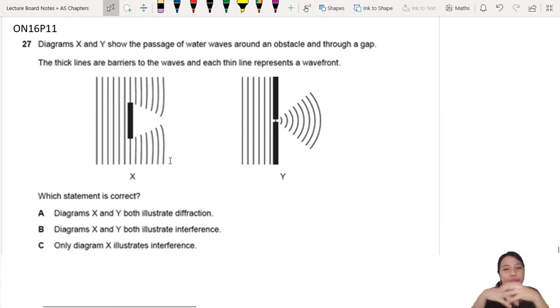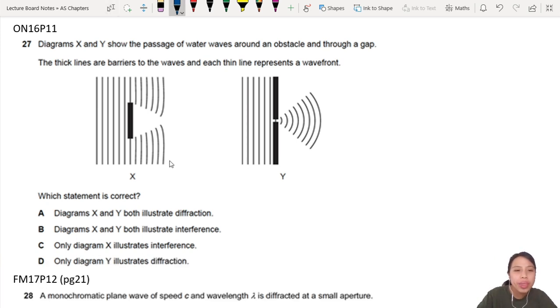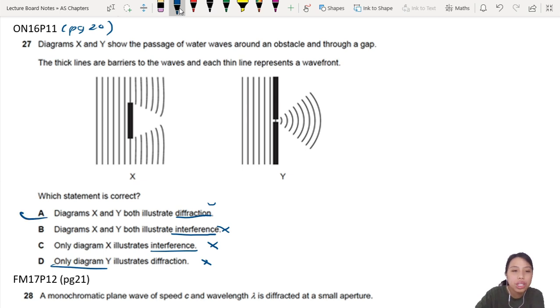Second question. Look at this beautiful picture. This one is on page 20, 2020. You have two thick barriers, with some water passing around an obstacle and through a gap. Which statement is correct? Both diagrams illustrate diffraction, sounds correct. Diagram is interference? No, interference usually gives fringes. You want to see the fringes. There are no fringes, it's just wavefronts. Interference, nope. Y is diffraction, X is also diffraction. Only diagram Y? No. So both show diffraction.